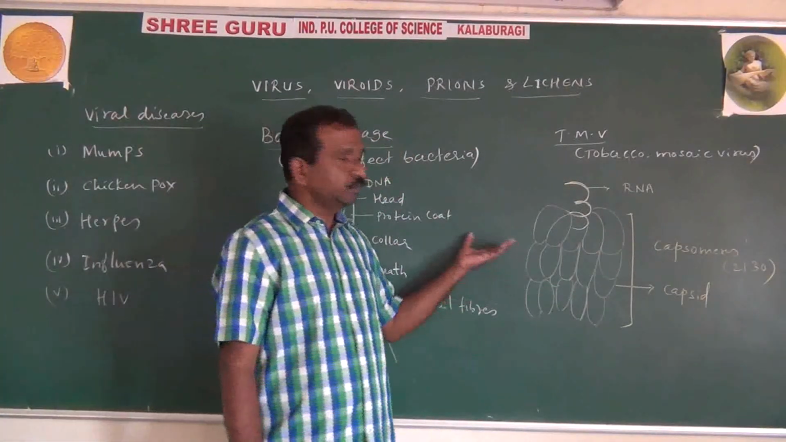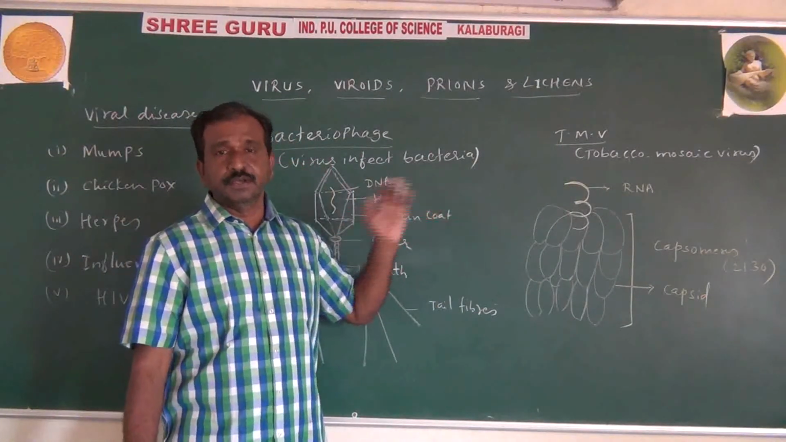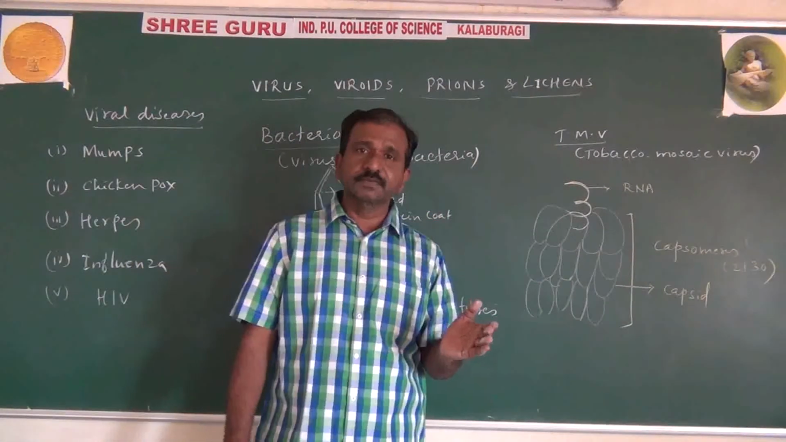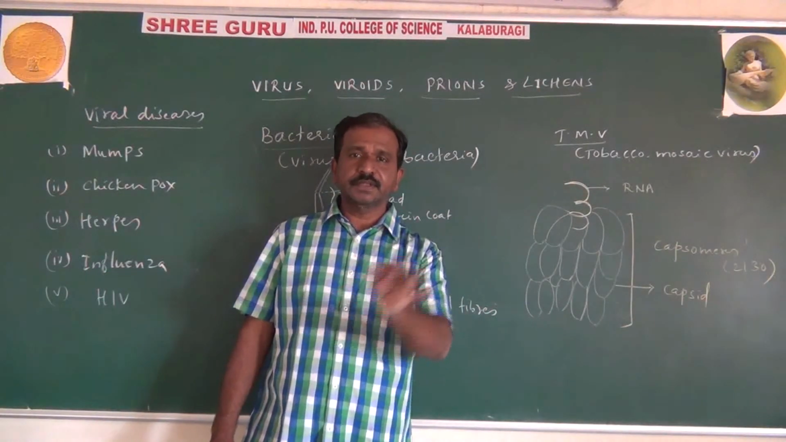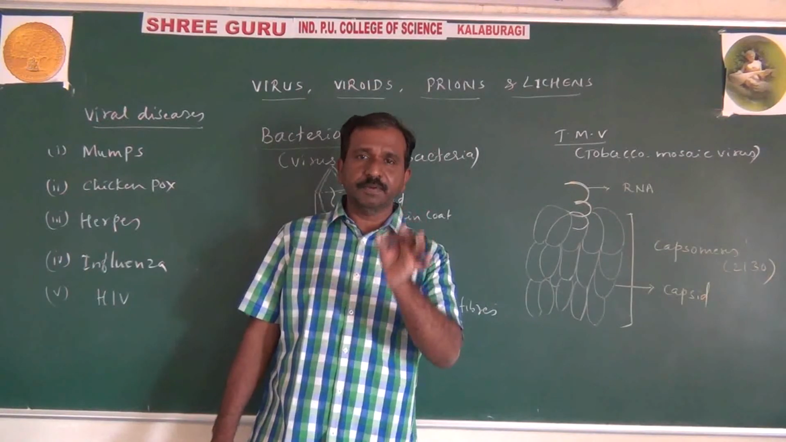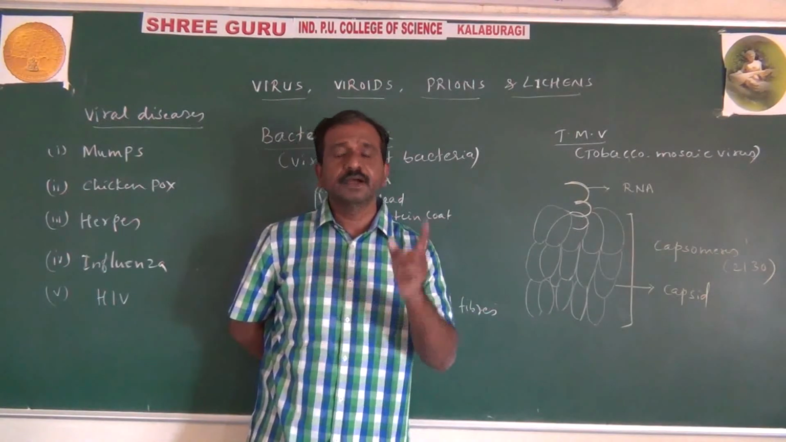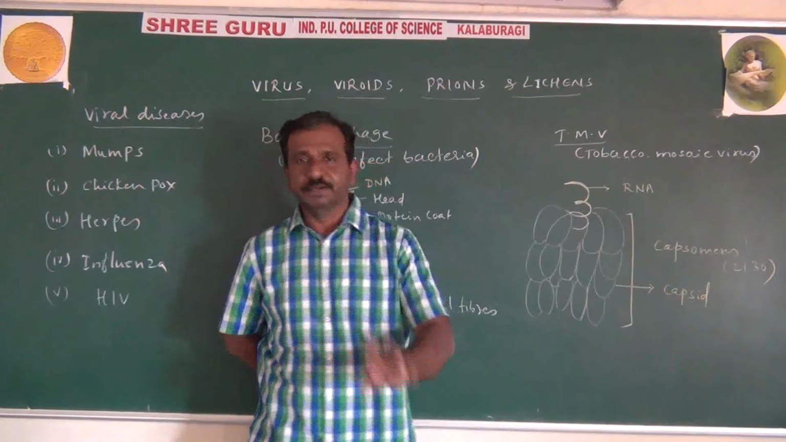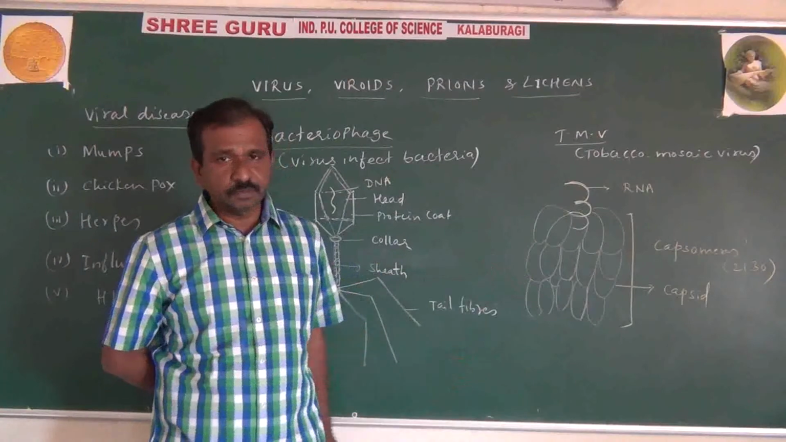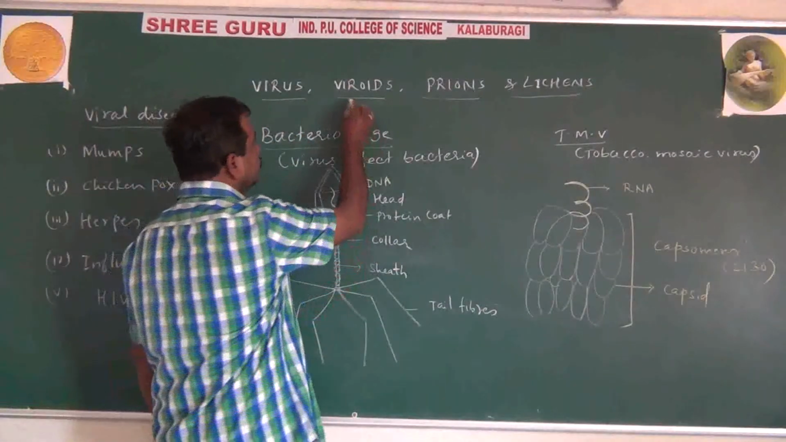Follow? So now, so far whatever we have studied, all those living characters, non-living characters of the virus. In a virus there will be DNA or RNA, never both. In the case of plant virus, only RNA is present, and in case of the animal, either DNA or RNA. Like this. Follow? So now in the next video we are studying about the viroids.